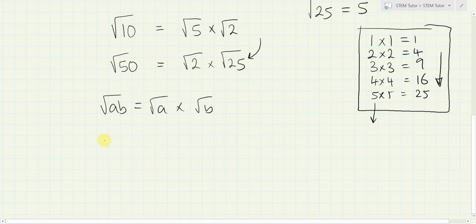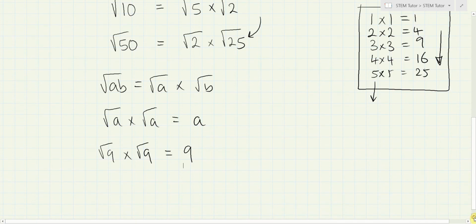Now the other rule regarding surds is that the square root of a multiplied by the square root of a can just be written simply as a. So i.e. if you have two surds multiplied by each other which represent the same number, then the answer is just the number within one of those square roots. So for example, if I had the square root of 9 multiplied by the square root of 9, my answer would be 9.